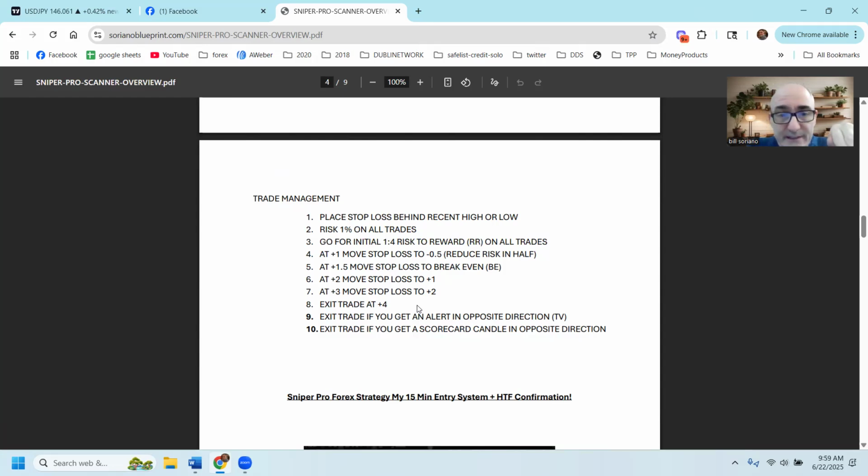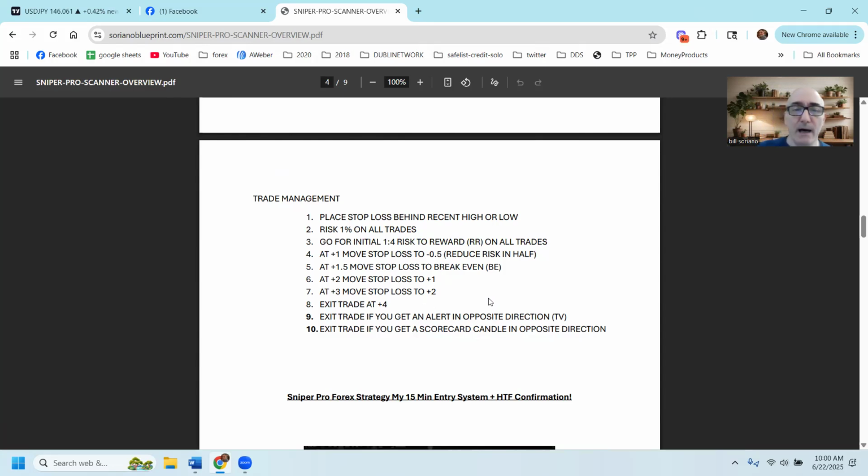Now, the other thing is if you do get a trade alert in the opposite direction, and that has to be a trade alert that meets all 6 conditions, right? So you get a trade idea, you look at it, all 6 conditions are met. You were in a long position in AUD USD. All of a sudden now you get a trade idea that is confirmed to go short. Well, at that point, you want to exit the trade no matter where you're at.